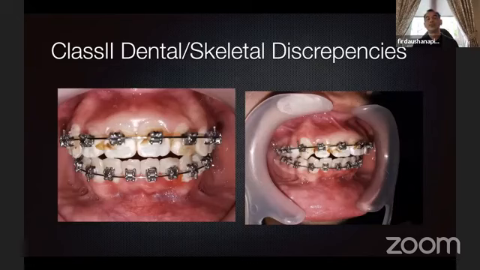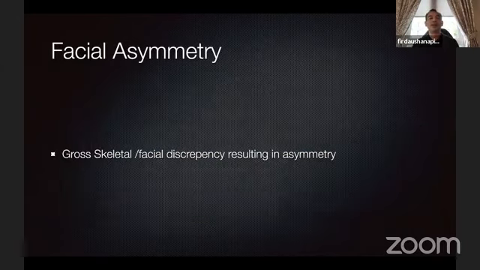This is a class 2. This is the guy again. You can see the occlusion, class 2 div 1.